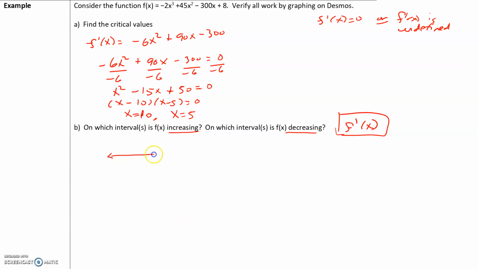So here's how I want you to set this up. First of all, we're going to make a number line. On the number line, we're going to put the critical values, which are 5 and 10. And I'm going to split this up into different intervals.